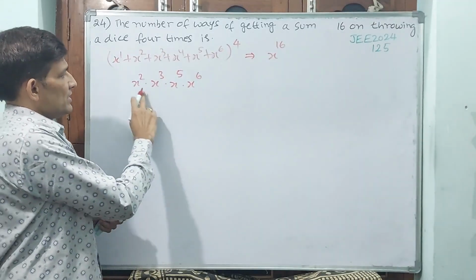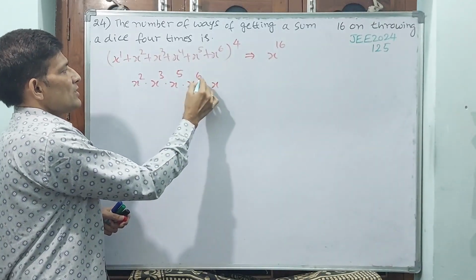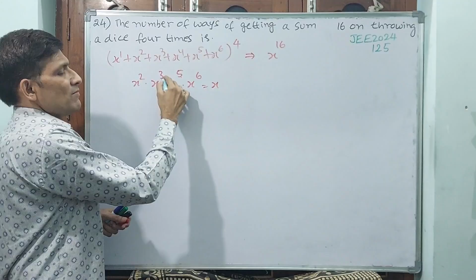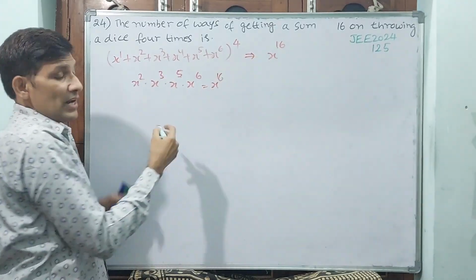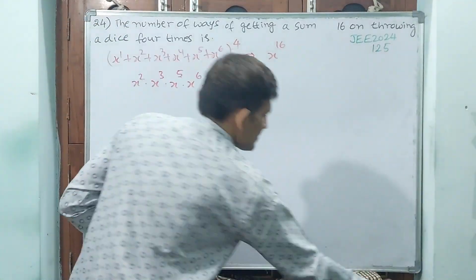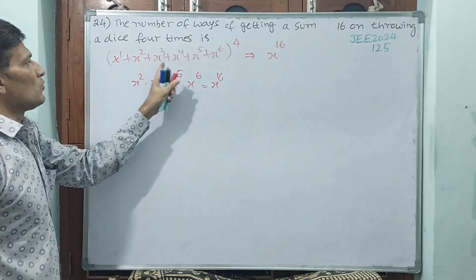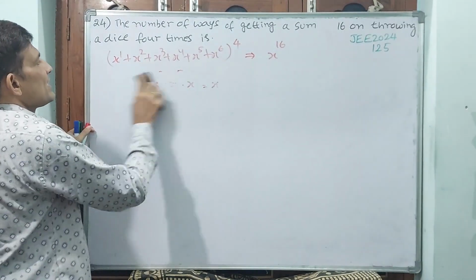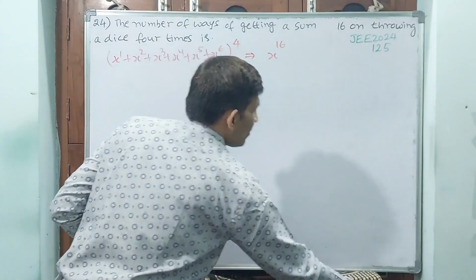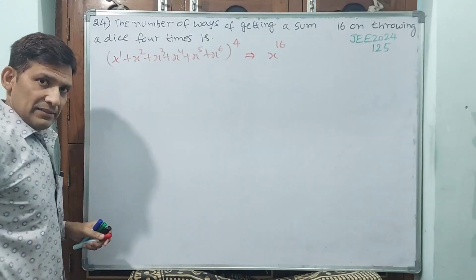All multiplication, and the base is the same. 6 plus 5, 11 plus 3, 14 plus 2, 16. Like this, I have told one example. That is why here every number is important. 1 is also important, all of 2, 3, 4, 5, 6 are important. That is why you have to take all these 6 options.